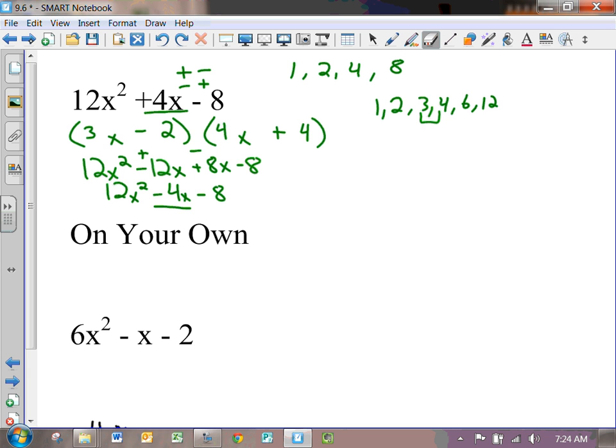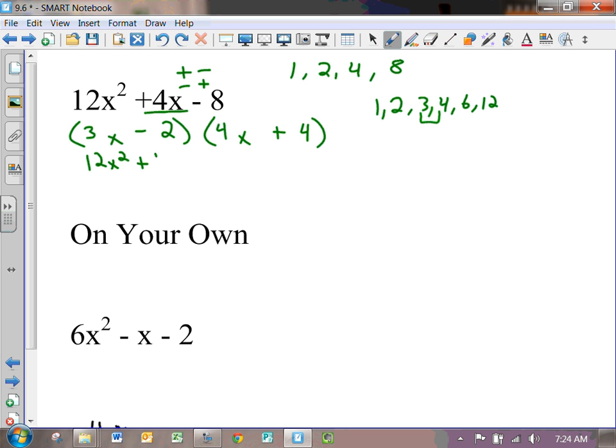So let's just check one more time, just to make sure. All right, so first, 12x squared. Outers, positive 12x. Inners is negative 8x, and last, negative 8. So combining like terms, 12x squared plus 4x minus 8. And that gives us what we want. So our correct factorization is right here.